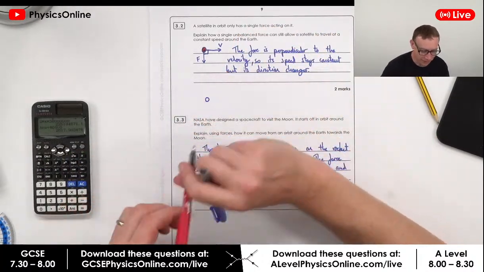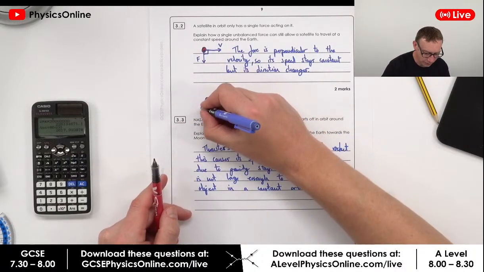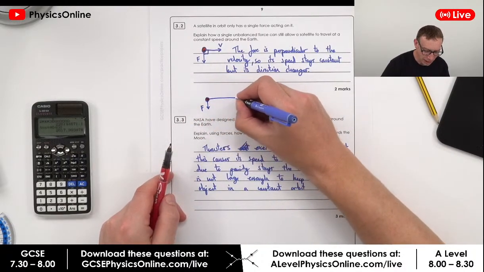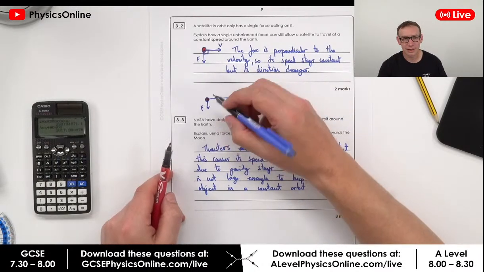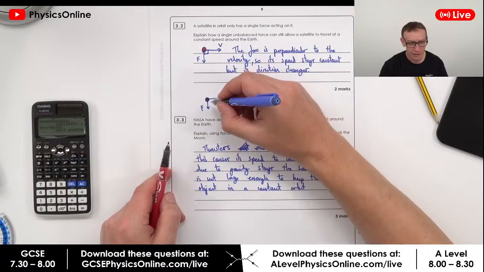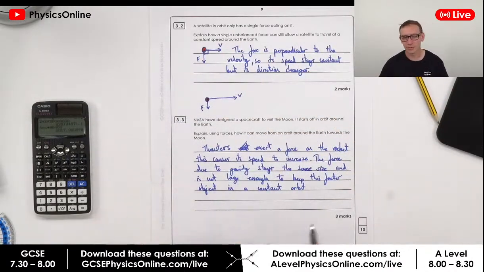Now, if you've got something where you still have the same size force, but it's travelling at a much bigger velocity, that force isn't going to be enough to keep it going in a circular path, and that's the point at which it spirals away from the Earth and goes out towards the moon.